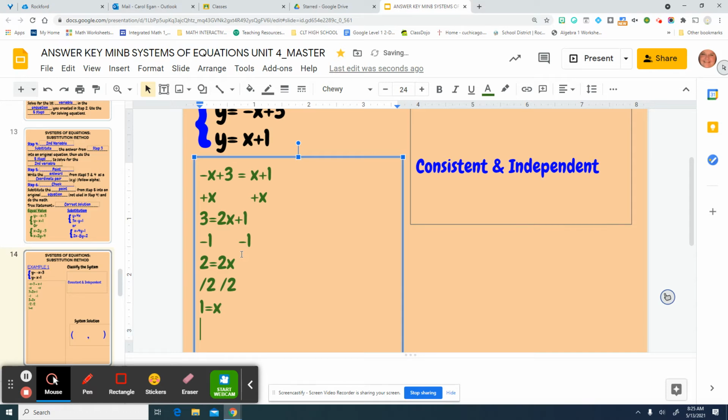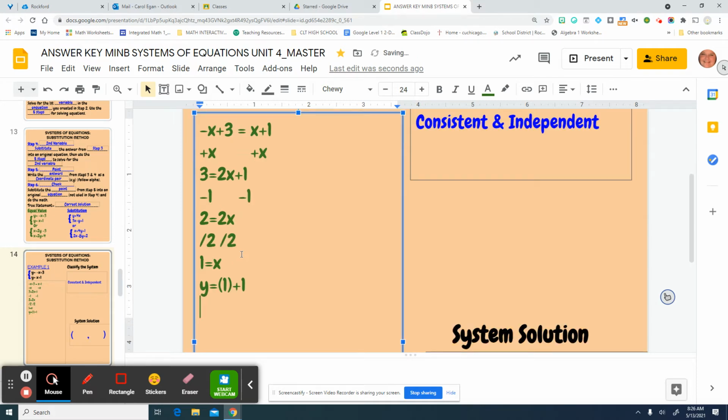So I'm going to take step number 4. I'm going to take the value I just have for x, and I'm going to substitute it back into one of the original equations. So I'm going to use y equals, I'm going to put this in parentheses so I know this is the substitution value, plus 1. I'm using that bottom equation, y equals x plus 1. And 1 plus 1 would be 2, so y equals 2. Writing the coordinate pair, x's value is 1, y's value is 2.